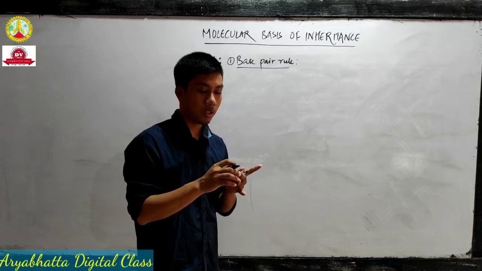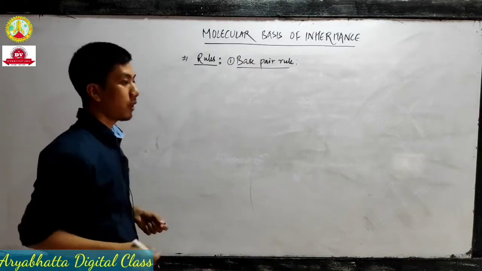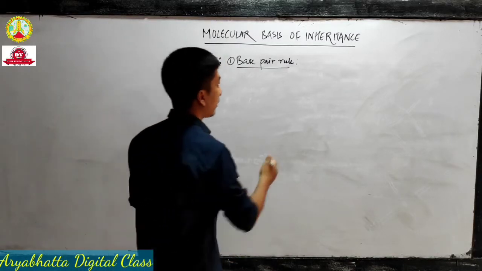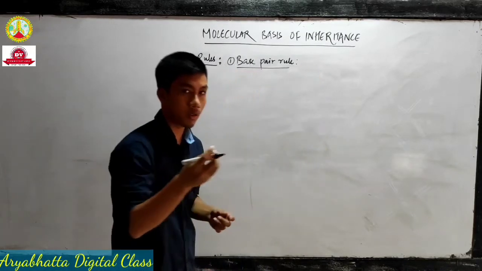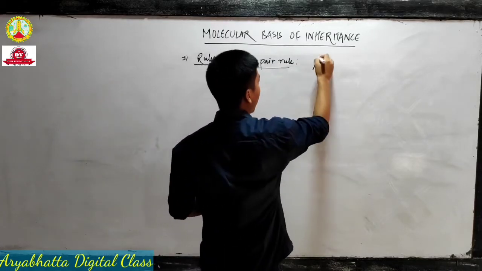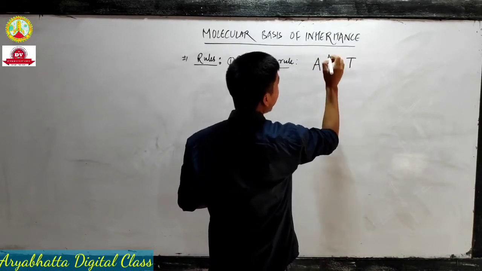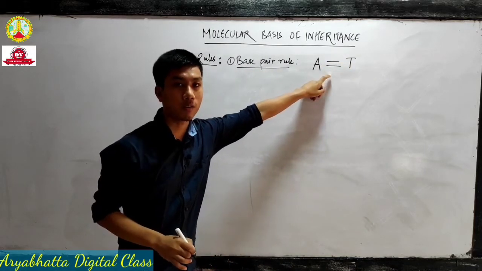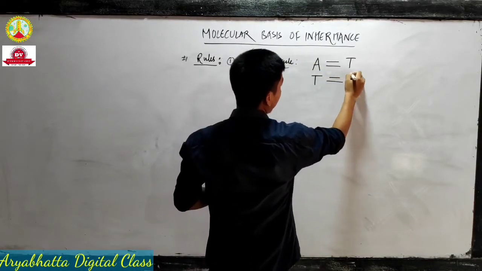These are the rules that you need to know, and they were provided by other scientists based on that double helical structure of DNA. So according to base pair rule, I am going to show it with the formula only. If you want to write the sentence, you can write it. According to base pair rule, adenine always pairs with thymine by making double bond. Okay? This means double bond. And thymine always pairs with adenine by making double bond.